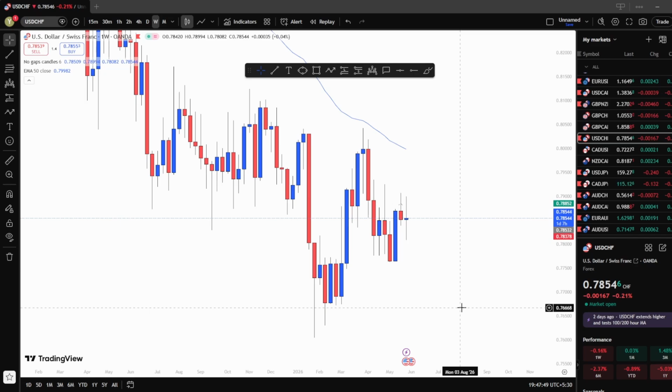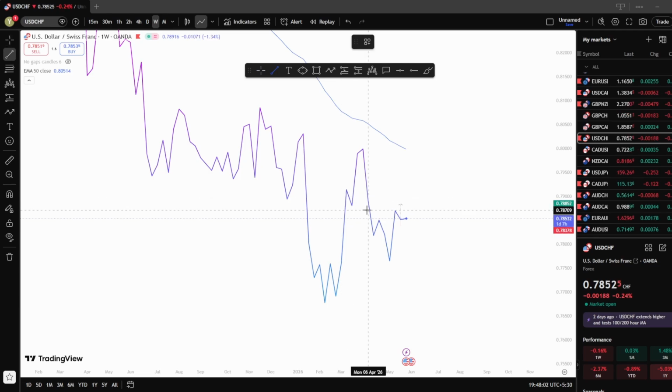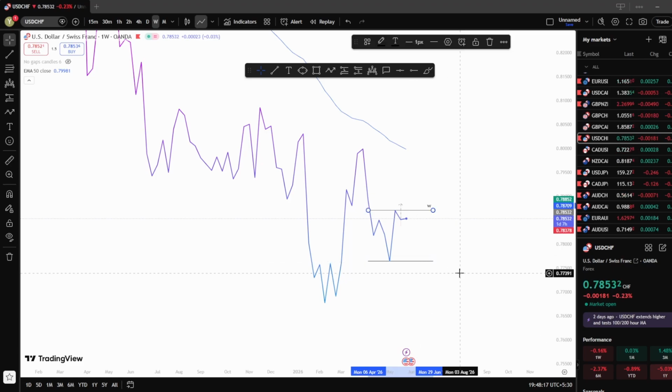I'm gonna be using top-down analysis for every single one of my trade breakdowns. So first, I'll just identify market structure on the weekly time frame. The market structure is clearly bullish as it has higher highs and higher lows, and not lower lows and lower highs. This is the weekly higher high. This is the weekly higher low.